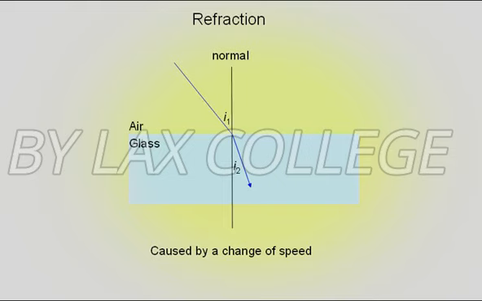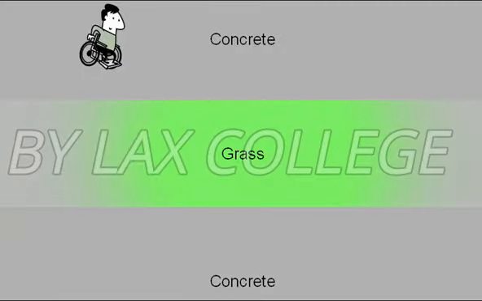It's easier to understand how this effect comes about if we consider the much simpler case of a wheelchair travelling on concrete approaching a patch of grass at an angle. As this wheel hits the grass first, it will slow down, causing the wheelchair to turn. When the first wheel hits the concrete at this side, it will speed up, causing the wheelchair to turn in the other direction. This is the effect we would see.